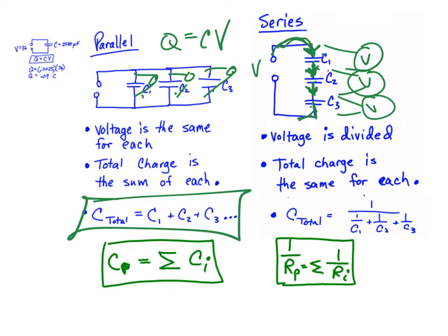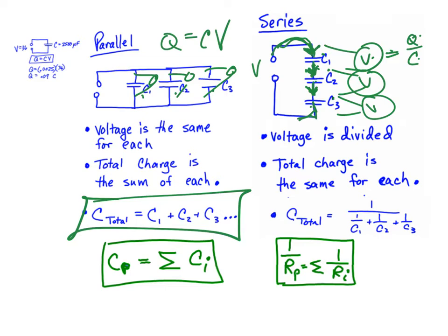If their capacitance are the same, then they'll all have the same charge and the same amount of voltage on it as well. Now, this voltage here, remember, is going to be just Q over C. Because if the C is different for each one, then the voltage will be different in each one, but the charge will be the same on each one of these.